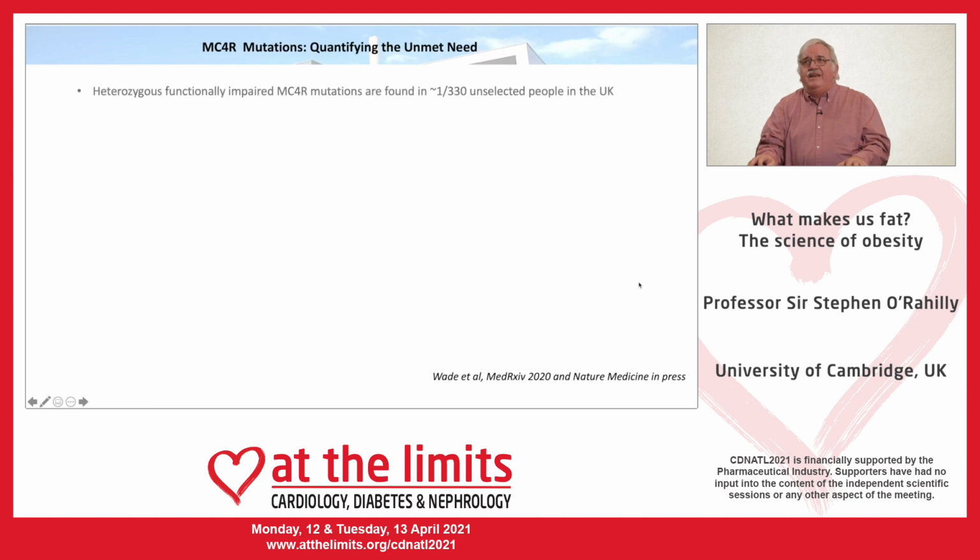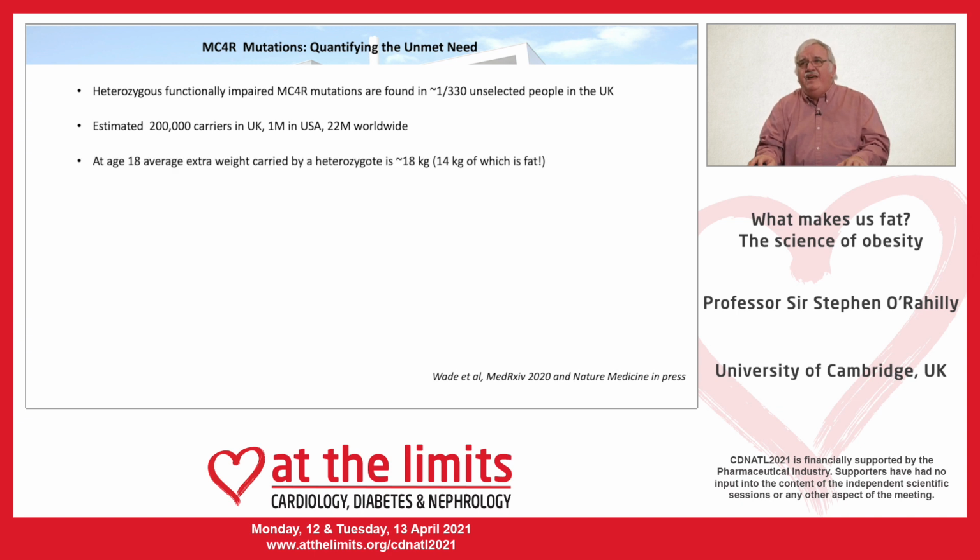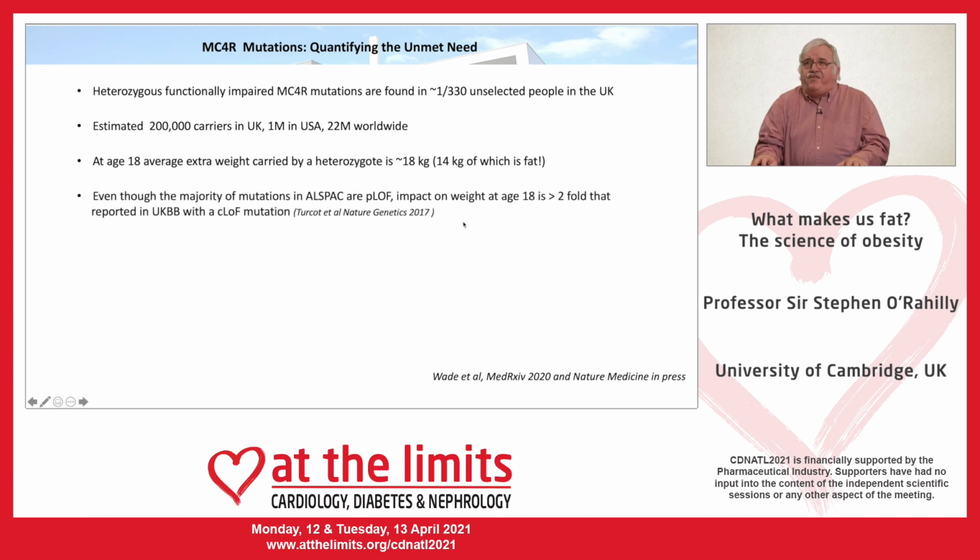So heterozygous mutations in MC4R are now found in 1 in 330 unselected people in the UK. We estimate, as I say, 200,000 carriers in the UK. At the age of 18, the extra weight carried is 18 kilos, 14 of which is fat. This is far bigger than was predicted by UK Biobank, because UK Biobank tends to recruit very healthy people. So we're getting a much bigger result in our unselected birth cohort.